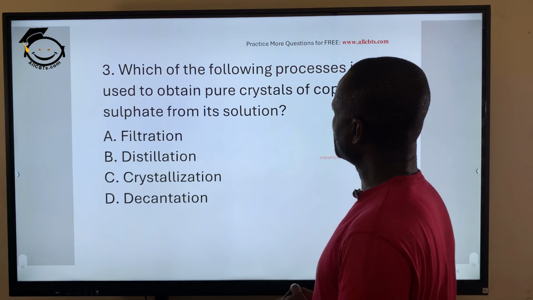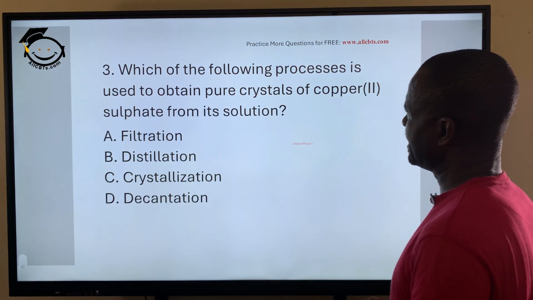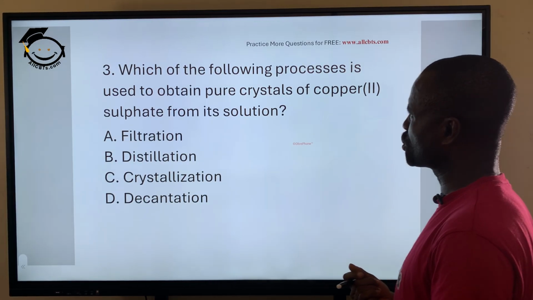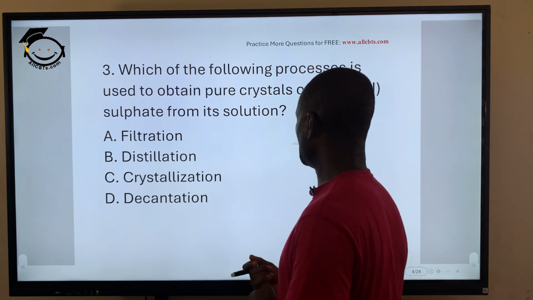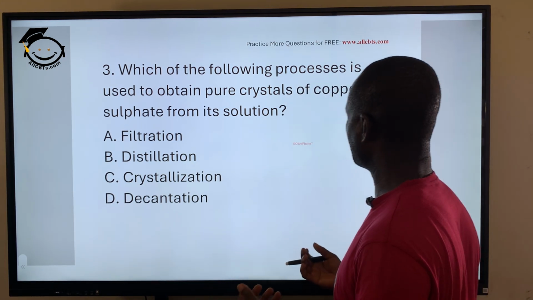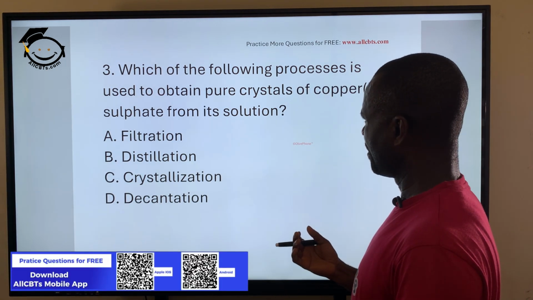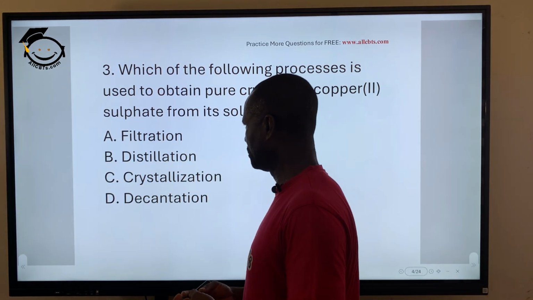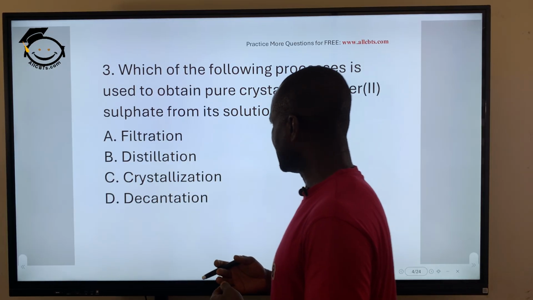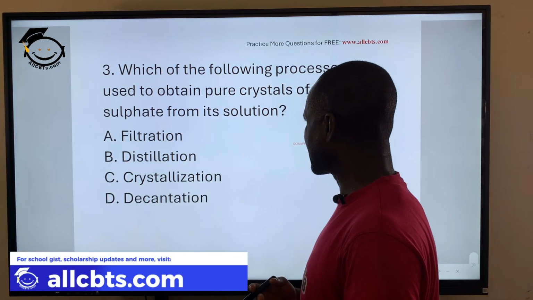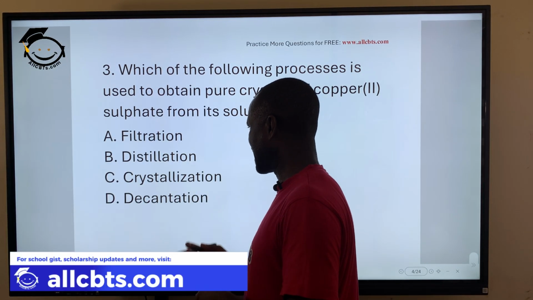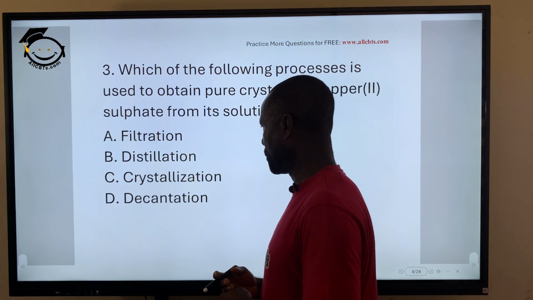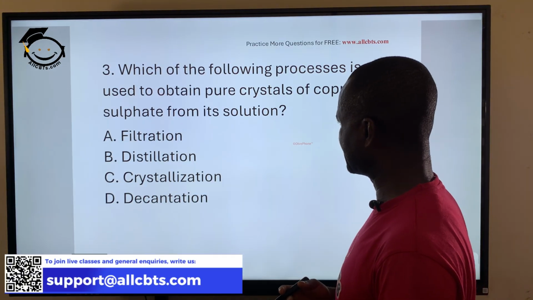Which of the following processes is used to obtain pure crystals of copper 2 sulfate from its solution? Crystals of copper 2 sulfate can easily be separated using a method. A, filtration, no. Distillation, no. Crystallization, the correct answer is crystallization. Decantation, no. The correct answer is crystallization.